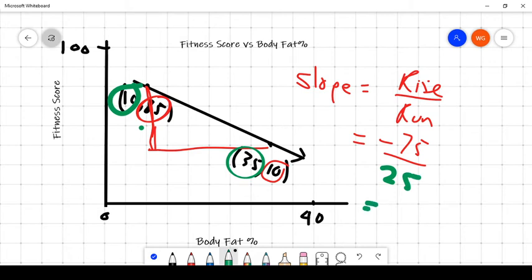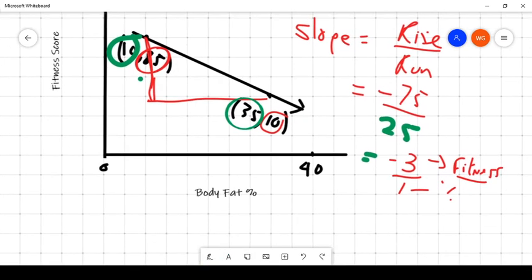So what is negative 75 divided by 25? Well, it's actually negative 3, or negative 3 over 1 if you wish. So the graph goes down 3 for every 1 unit that it goes over. Let me repeat that. The graph goes down 3 for every 1 that it goes over. Now, can you interpret that slope in terms of our scenario? Remember, the run is the body fat percentage and the rise is the fitness score. So I want you to think really carefully about what this slope means. What does that slope mean?